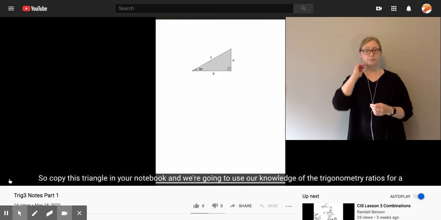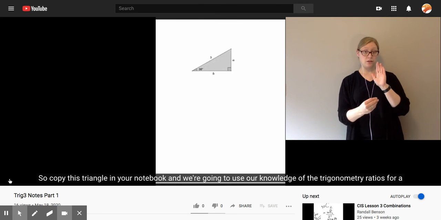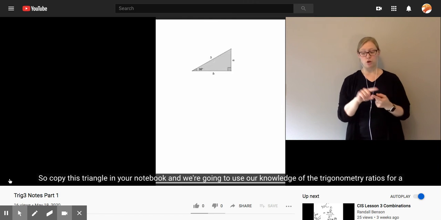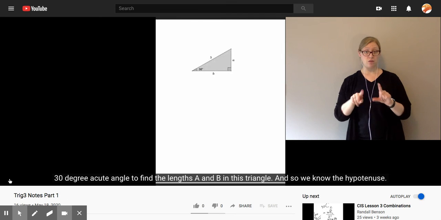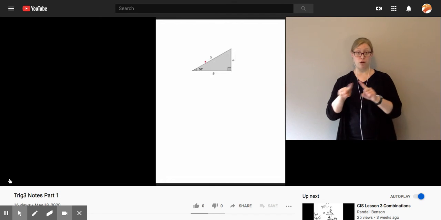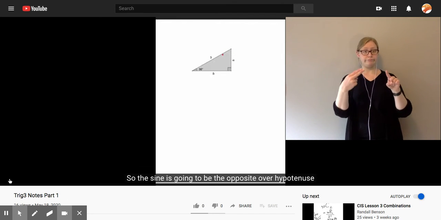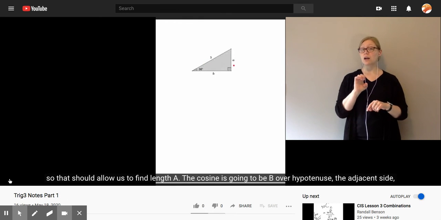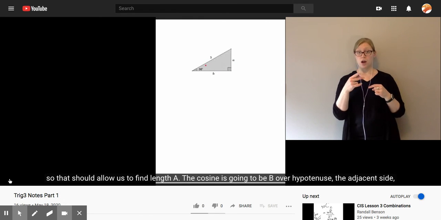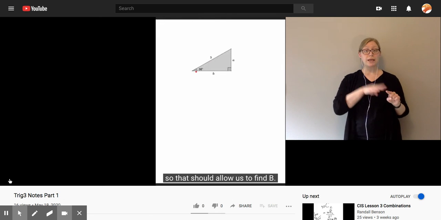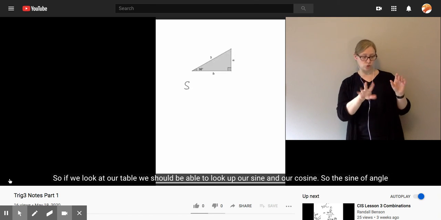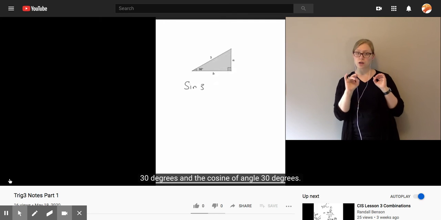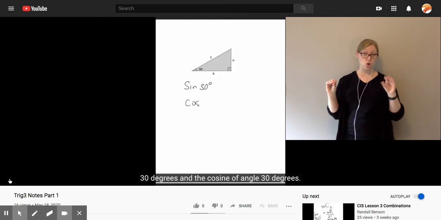So copy this triangle in your notebook, and we're going to use our knowledge of the trigonometry ratios for a 30-degree acute angle to find the lengths A and B in this triangle. And so we know the hypotenuse. The sine is going to be the opposite over hypotenuse, so that should allow us to find length A. The cosine is going to be B over hypotenuse, the adjacent side, so that should allow us to find B. So if we look at our table, we should be able to look up the sine of angle 30 degrees and the cosine of angle 30 degrees.